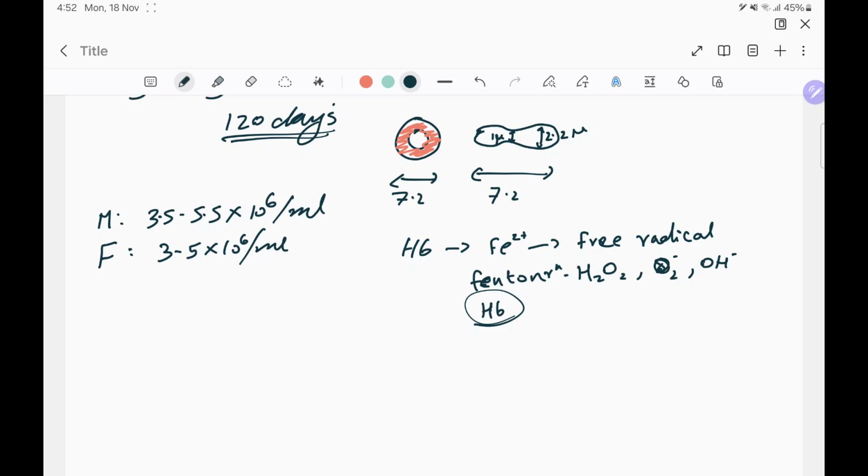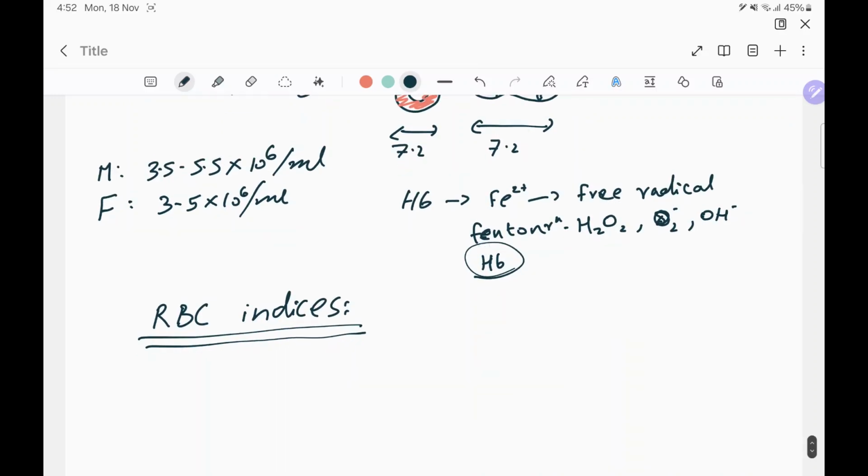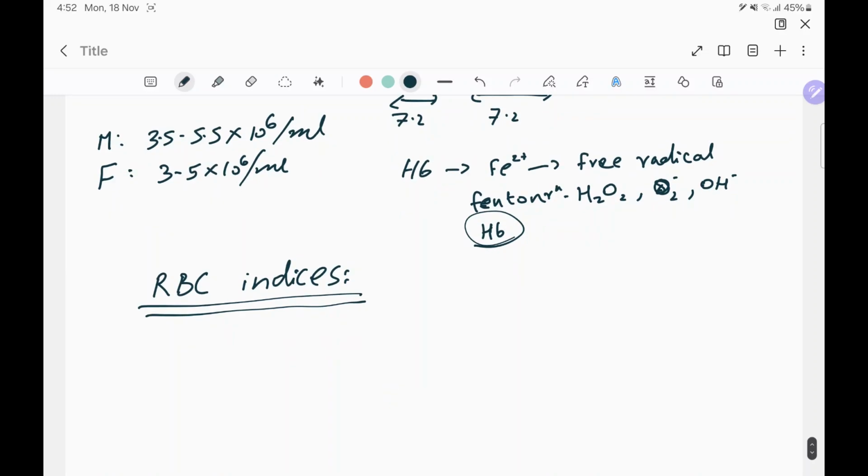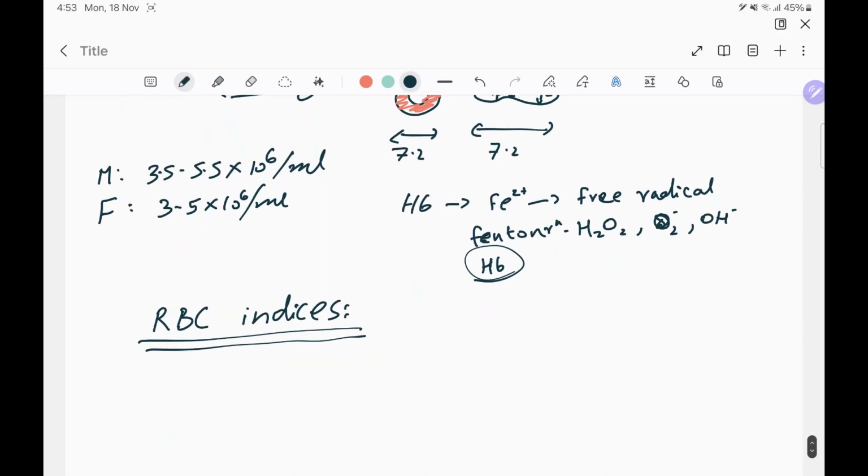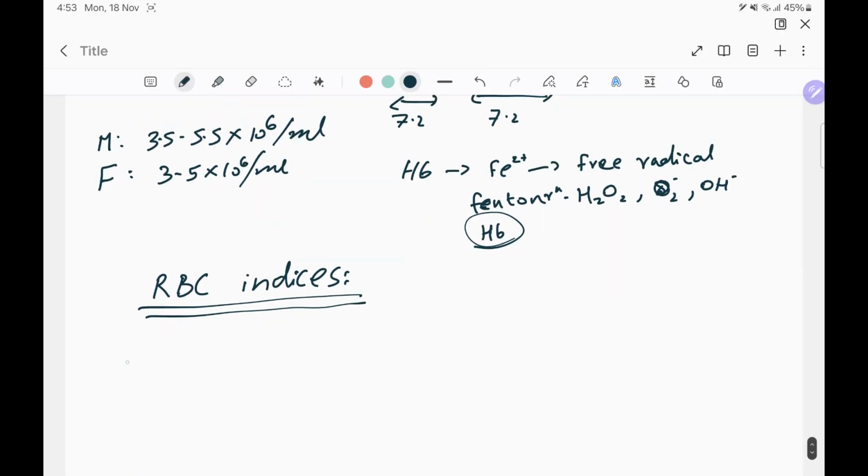Now, there are some other interesting concepts you should know about the RBC. Some measurements of the RBC, we call them the RBC indices. These are numbers that pertain to the properties of the RBC, the characteristics of the RBC. For example, the first thing, what is the volume of one RBC? That is called the mean corpuscular volume. This is the first index we are going to talk about, mean corpuscular, or red blood corpuscle, volume.